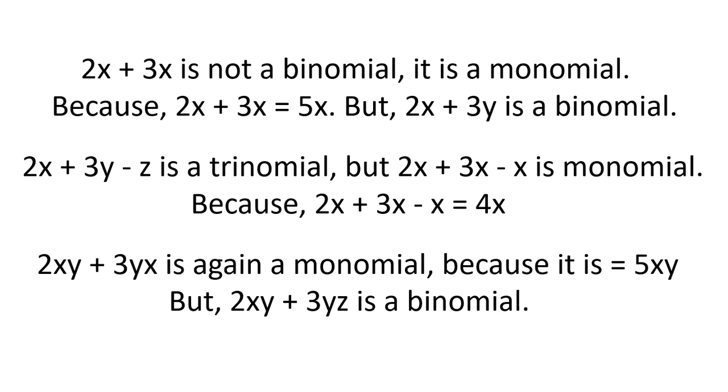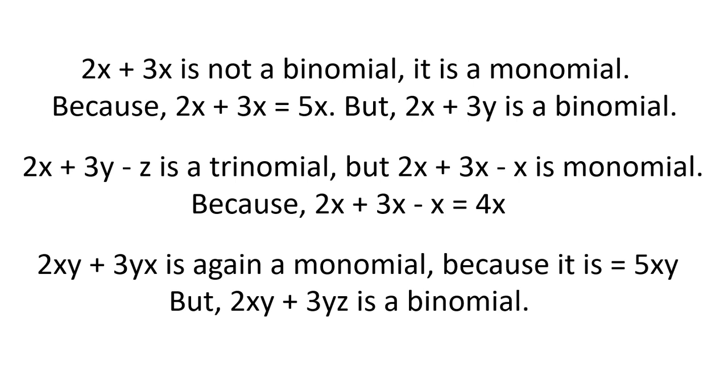Again, 2x plus 3y minus z is a trinomial, but 2x plus 3x minus x is monomial, because 2 plus 3 is 5, 5 minus 1 is 4. So 2x plus 3x minus x gives us 4x, which is a monomial. Again, 2xy plus 3yx is a monomial, because it is equal to 5xy.